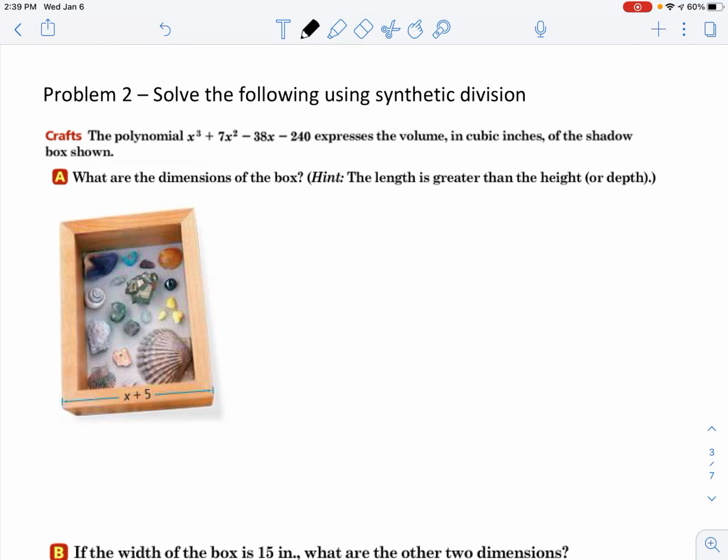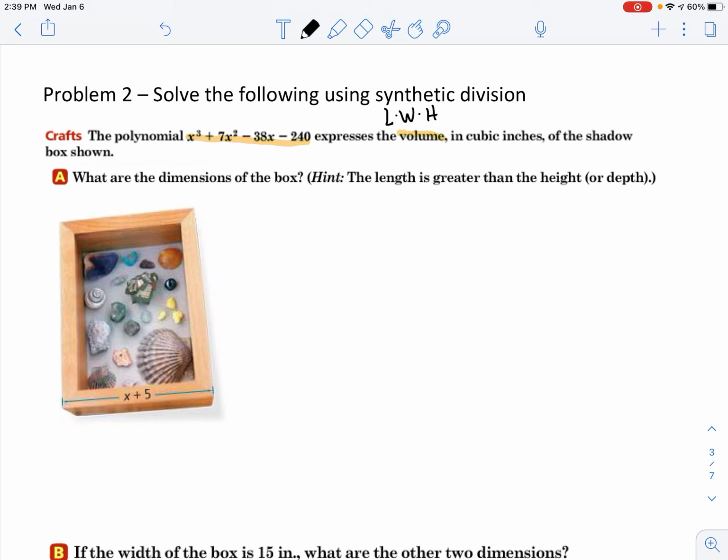All right, problem 2. We are now going to solve using synthetic division. I think this one might be a little bit easier even for synthetic division purposes. The polynomial x to the third plus 7x squared minus 38x minus 240 expresses the volume in cubic inches of the shadow box. So length, width, and height. And we know volume. Maybe we want to put that on there. That's the length times the width times the height. What are the dimensions of the box? Hint, the length is greater than the height or the depth.